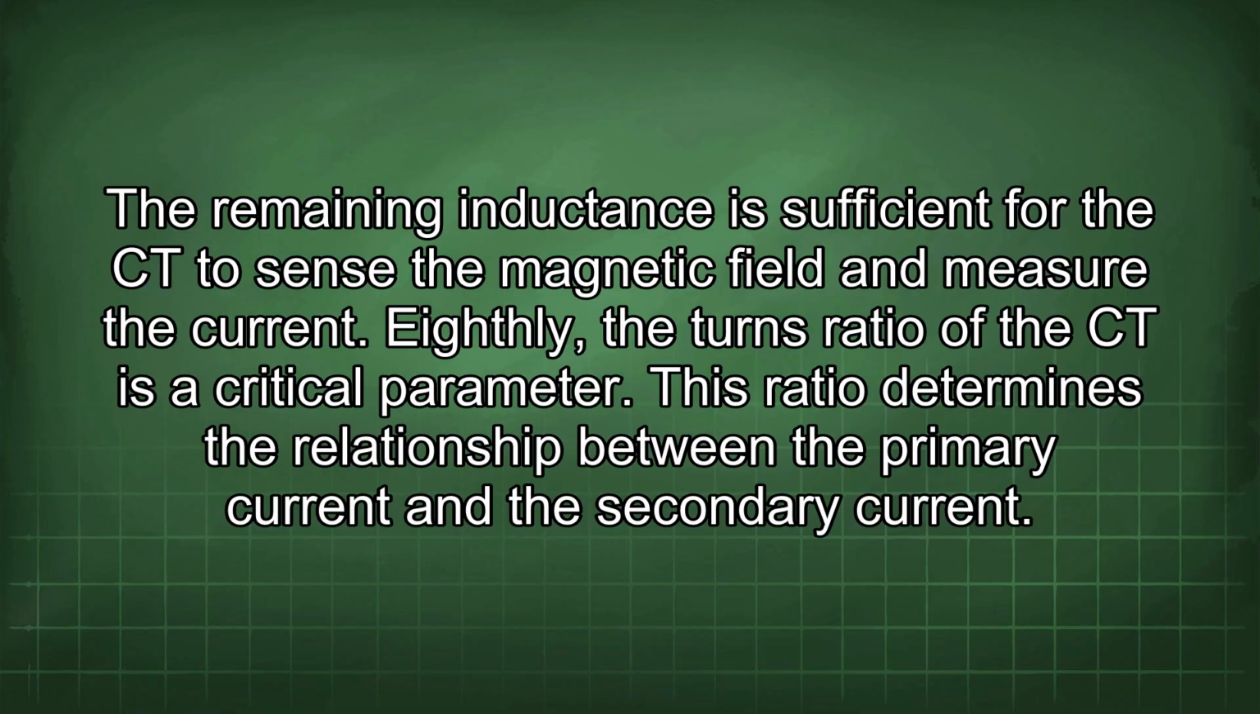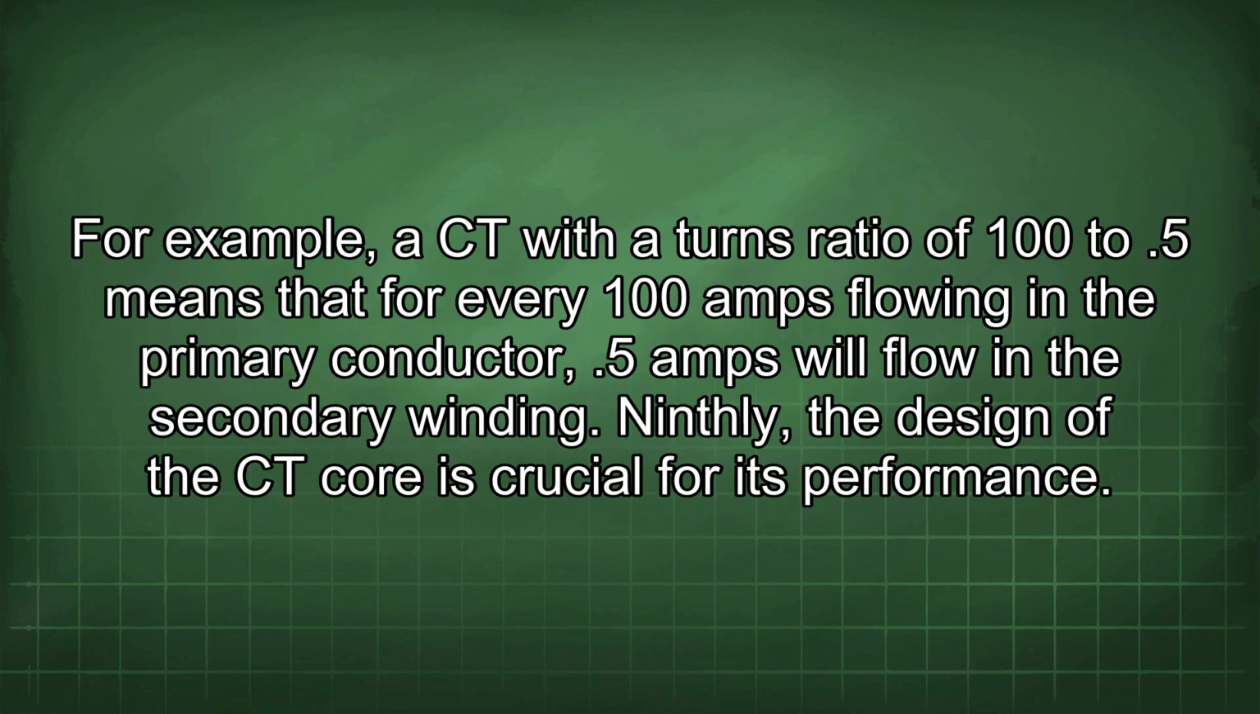Eighthly, the turns ratio of the CT is a critical parameter. This ratio determines the relationship between the primary current and the secondary current. For example, a CT with a turns ratio of 100:5 means that for every 100 amps flowing in the primary conductor, 5 amps will flow in the secondary winding.